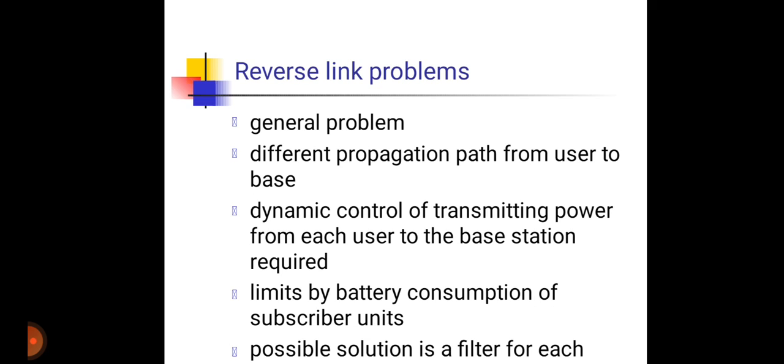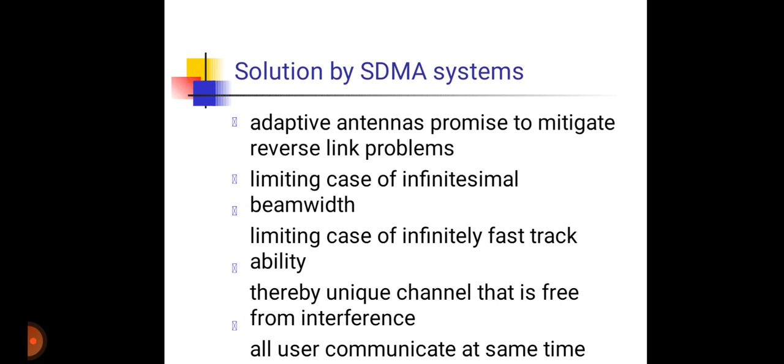There is a reverse link problem in SDMA. This is the general problem of different propagation paths from user to base. Dynamic control of the transmitting power from each user to the base station is required. There are limits due to battery consumption of subscriber units. Also, a possible solution is a filter for each.